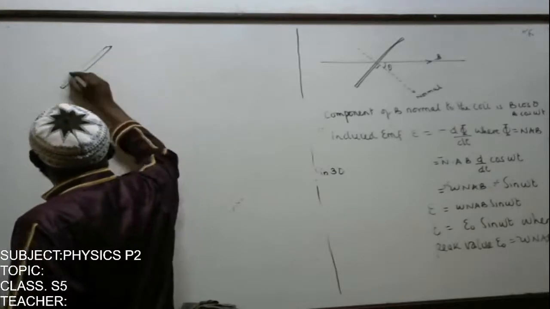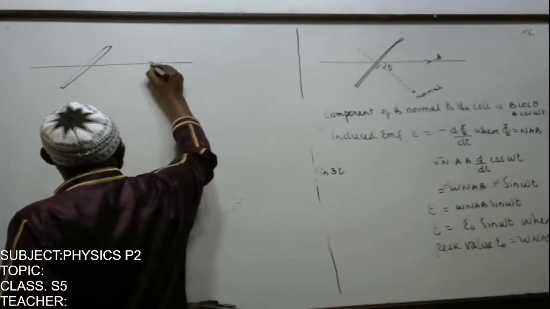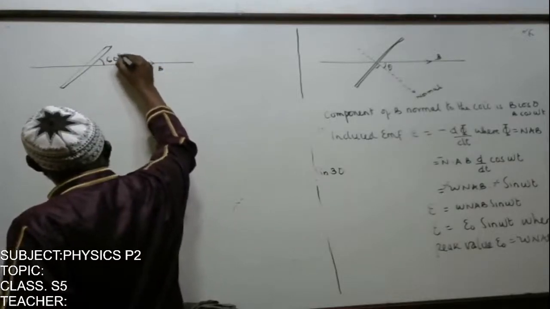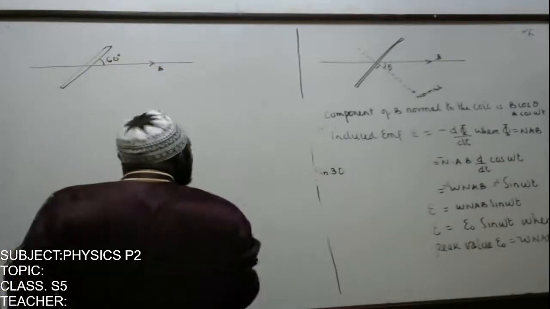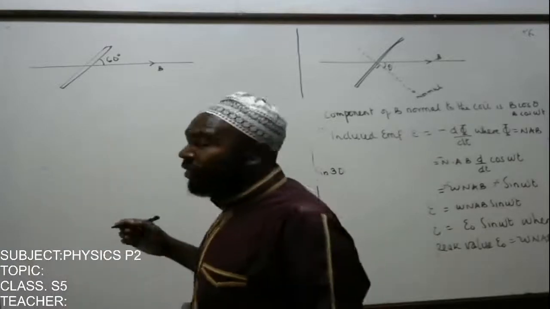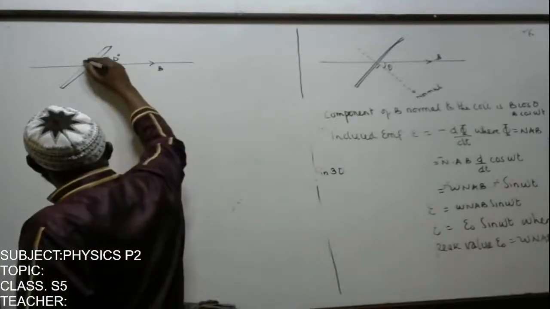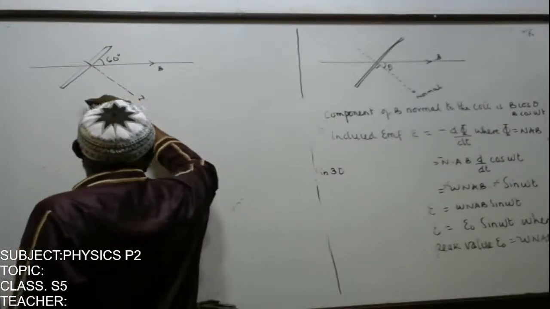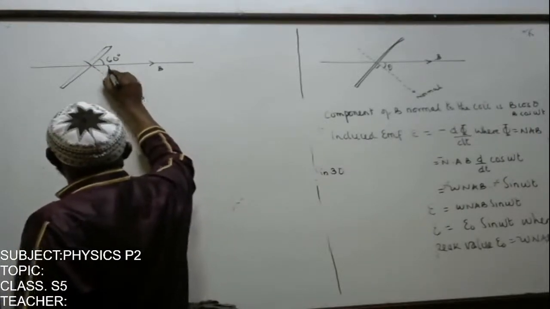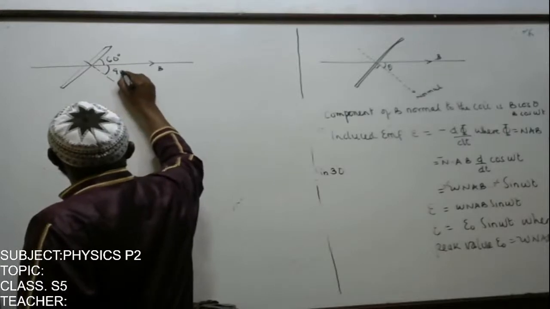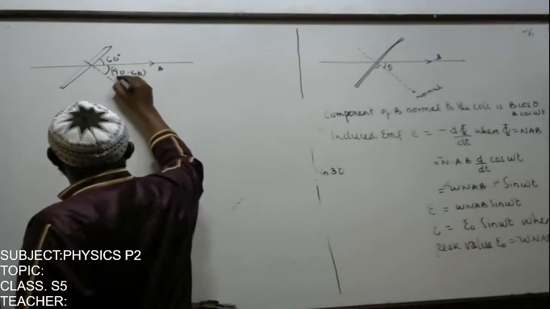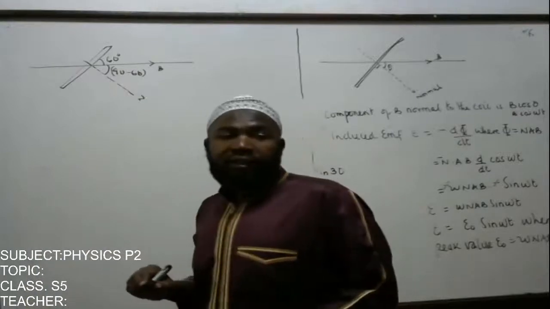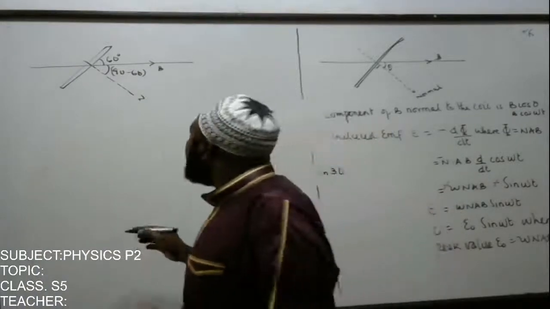If that is the coil and that is the magnetic field, the plane is making an angle of 60 degrees. But usually our interest is the angle the field makes with the normal. So we can now trace our normal N, and therefore the angle the field makes with the normal is going to be equal to 90 minus 60. That is our angle of interest.